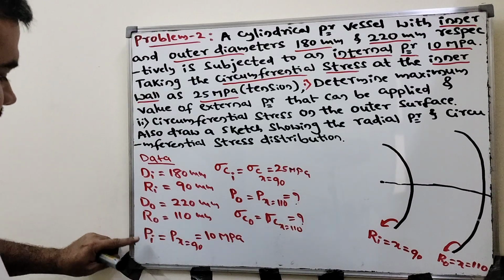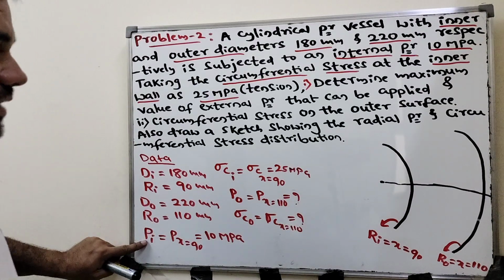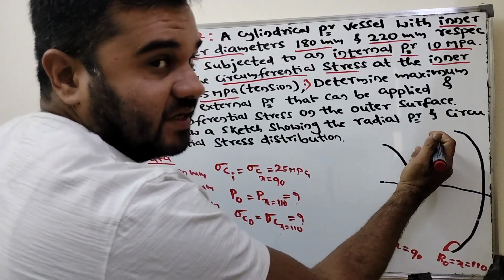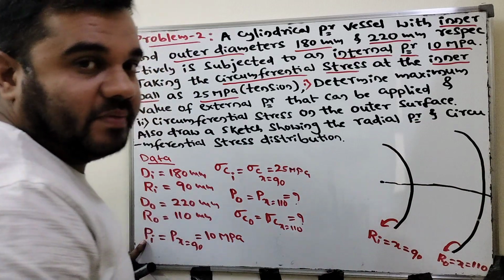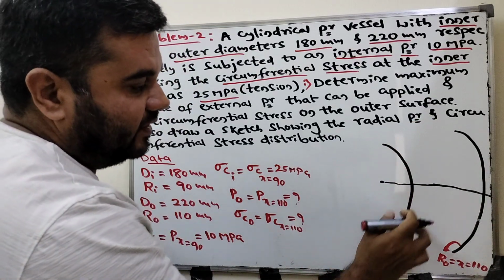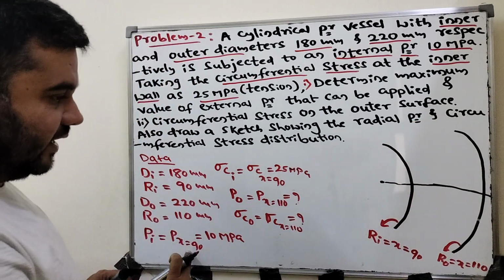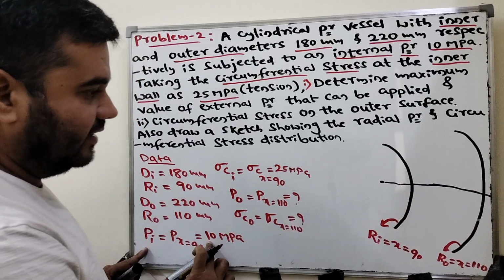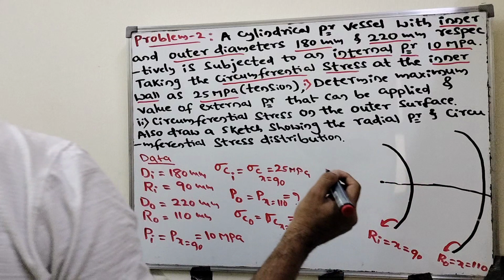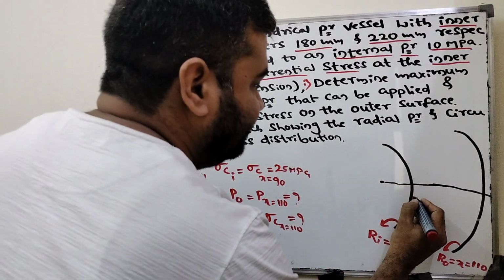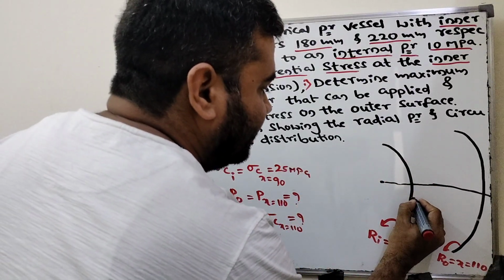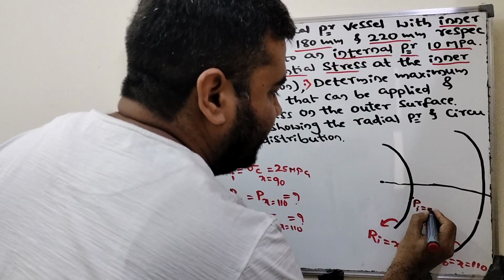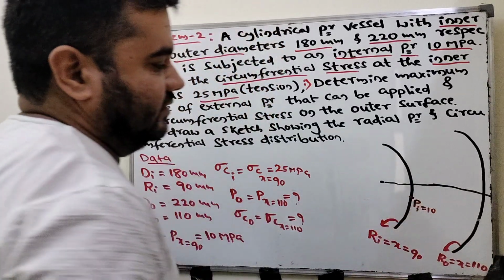Next, anything else? The pressure at the inside is given. Always the pressure distribution we mark on the downside, and the circumferential stress distribution we mark on the upper side. So now he has given the pressure distribution at x equal to 90. When x equal to 90, the pressure is 10 MPa. Just mark here, from here to here, the pressure is 10 MPa, Pi equal to 10 MPa. Later we will draw that.